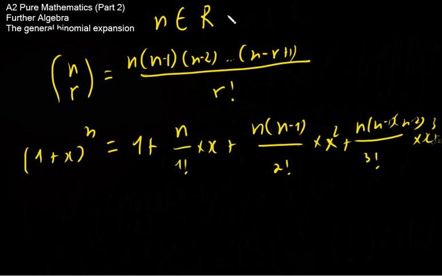Because n is not a natural number, we know that this value doesn't get to 0 at any point. If n was a natural number, these would get to 0, because among these factors there will be one equal to 0, making the product equal to 0. If n is a real number, it is not necessary that this will become 0. So this expansion is infinite.